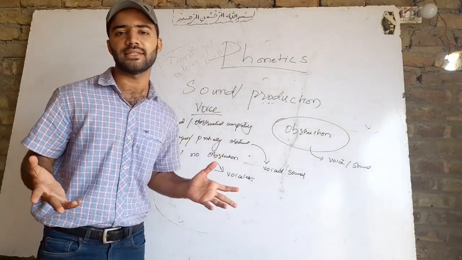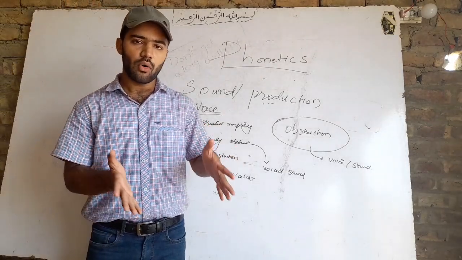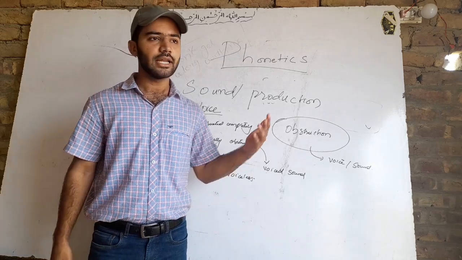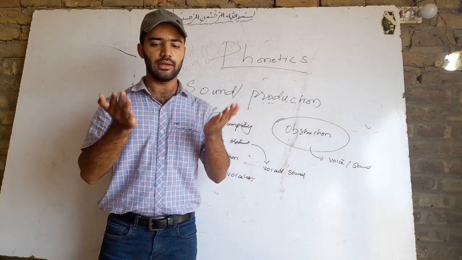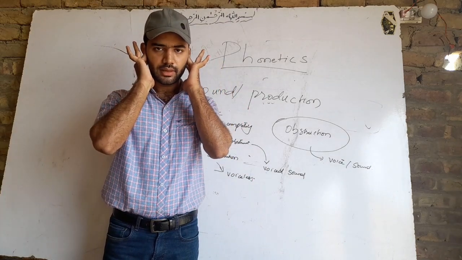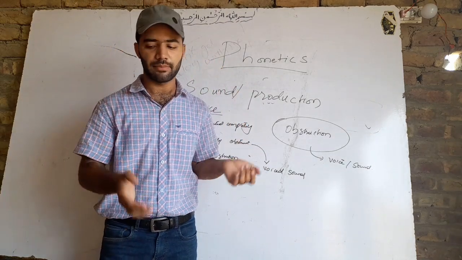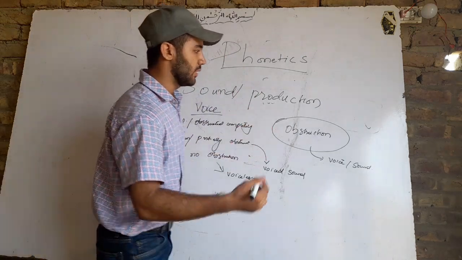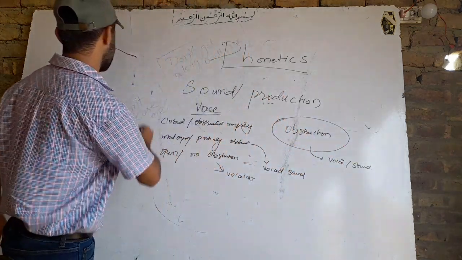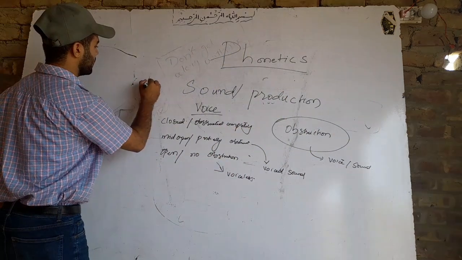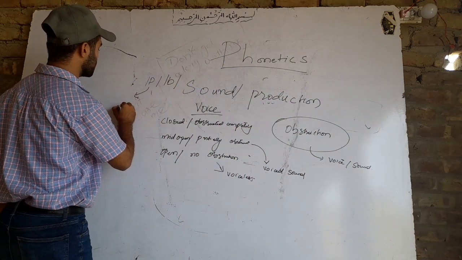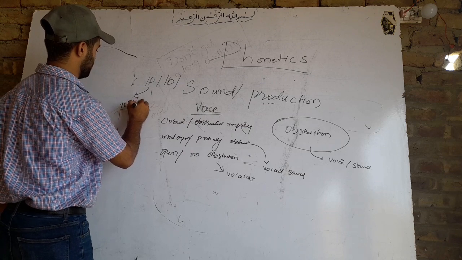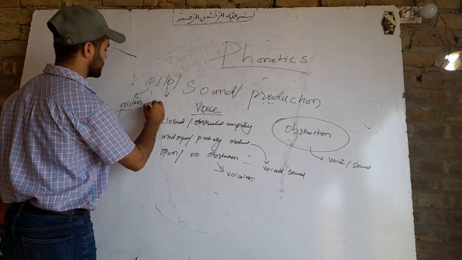There are two methods to distinguish between voiced and voiceless sounds. Let me tell you both of the methods. Number one is either you place your fingers on your ears like this and try to produce the sound. For example, there are two sounds, in which one is voiced and the other is voiceless: pa and ba. Now, pa is the voiceless sound, and ba is the voiced sound.